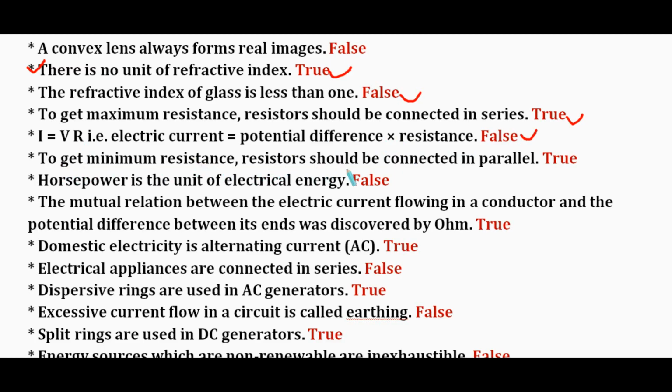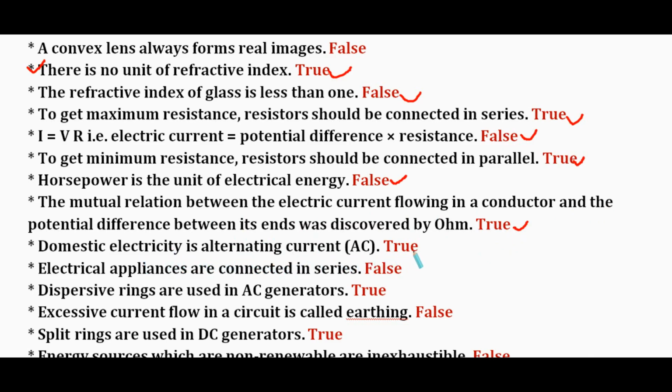To get minimum resistance, resistors should be connected in parallel. True. Horsepower is the unit of electrical energy. False. The mutual relation between the electric current flowing in a conductor and the potential difference between the ends of it was discovered by Ohm. True.